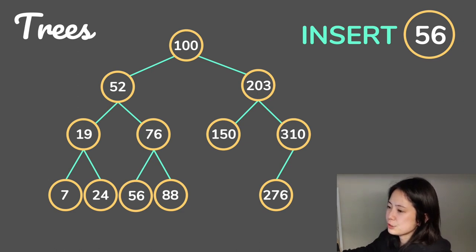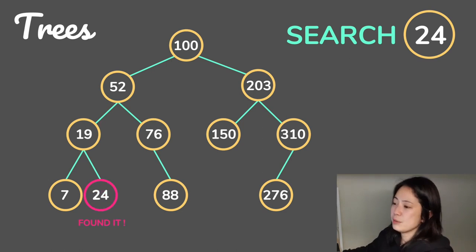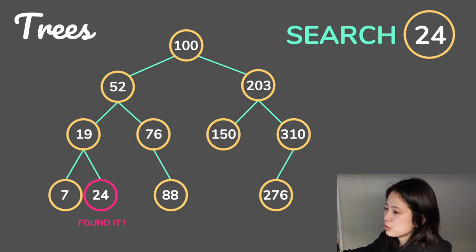It's also similar to when you want to search for a node in this tree. So let's say you want to find a node with 24. You also start at the root at the top and you compare 24 to 100. It's smaller, so go to the left. Smaller than 52, so go to the left. Larger than 19, so go to the right. And it's there, so we found it. So we can say that 24 is in this tree. Yes, it's very similar how you insert and how you search nodes.